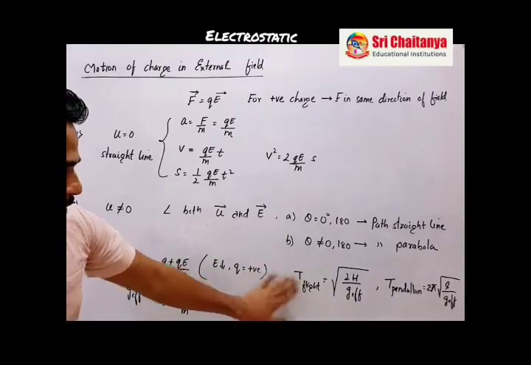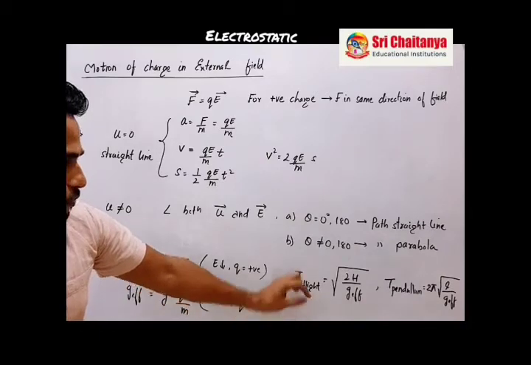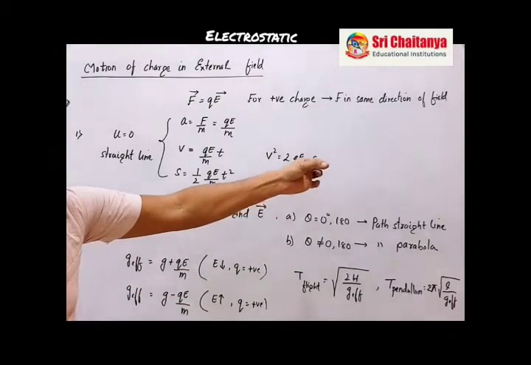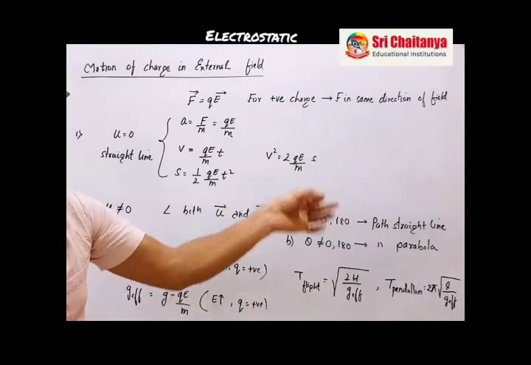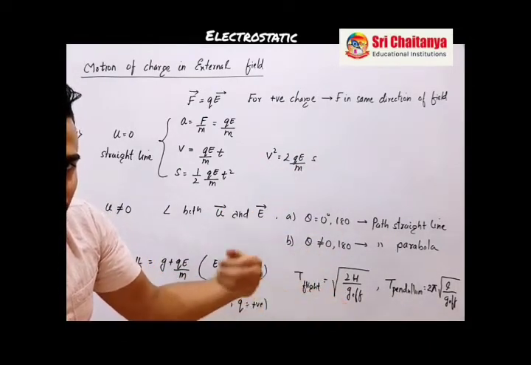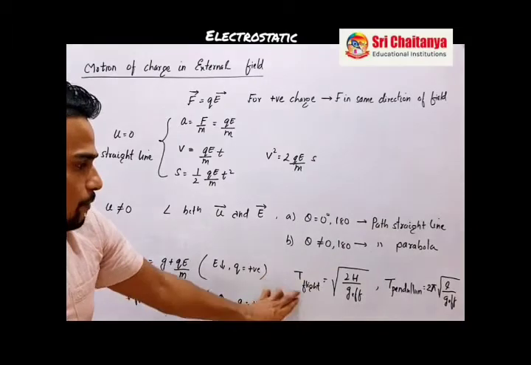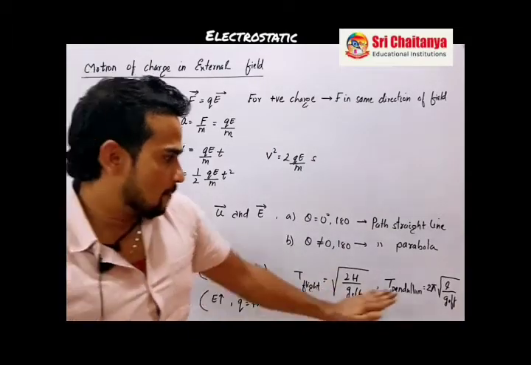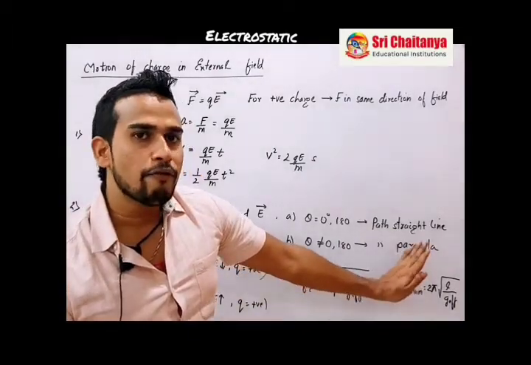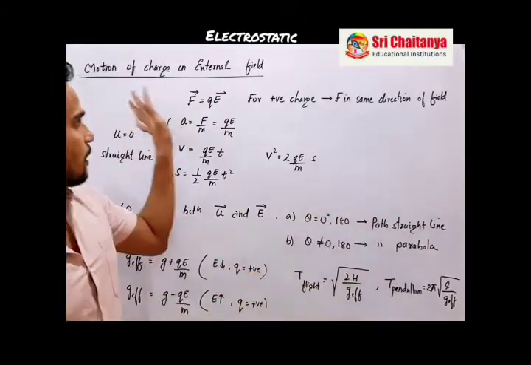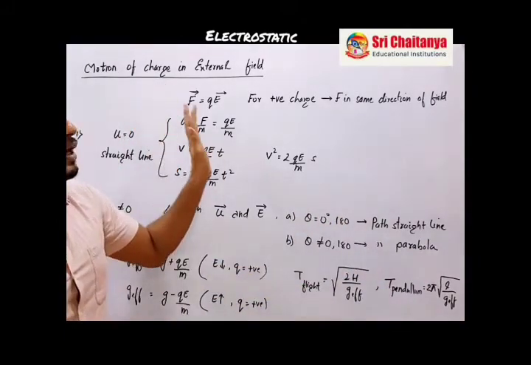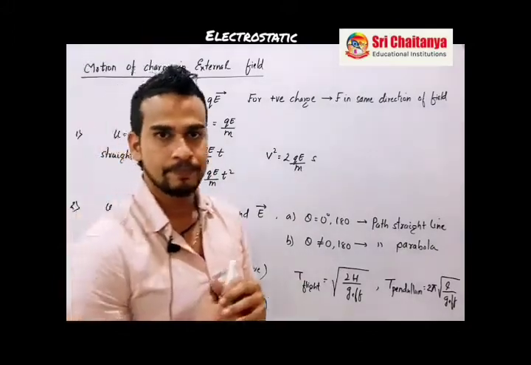This g effective can be used to calculate the time of flight. If you drop without electric field, time will be under root of 2h by g. If you drop and you apply an electric field, if the particle has charge, then you have to use g effective. The same g effective can be used for the time period of a pendulum also. So this is how questions are asked about motion of charge in an external field.